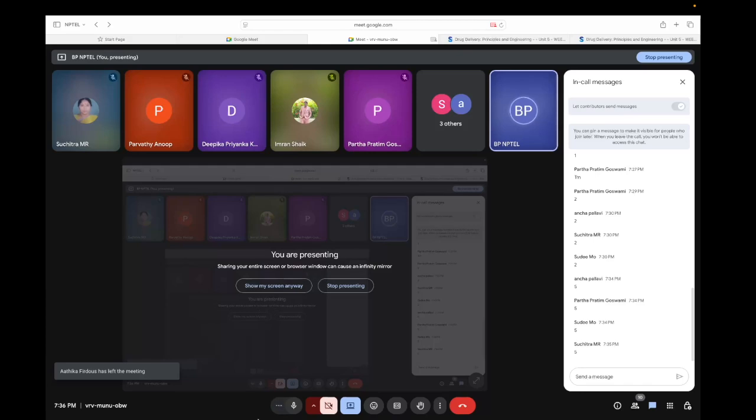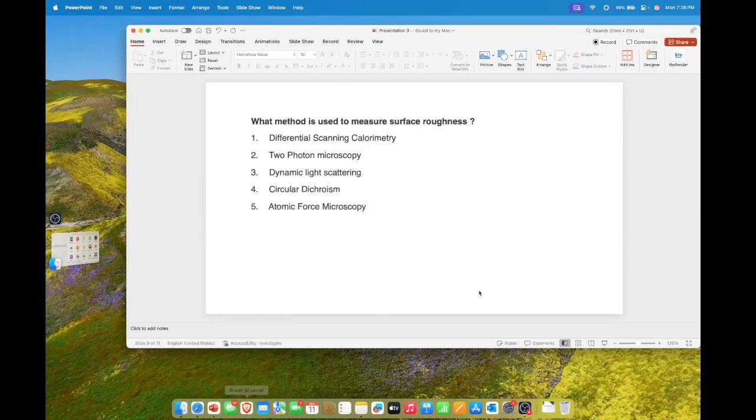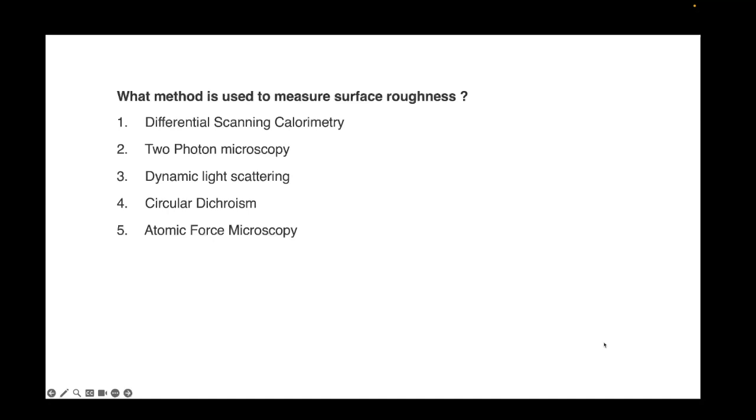Option 5. Okay. Yes, all of you are correct. Option 5, or atomic force microscopy, is the correct answer. Atomic force microscopy, or AFM, is used to measure the surface roughness. It has a probe, and the interaction between the probe and the material is measured by atomic force microscopy, which gives information about the surface roughness. So AFM will be the correct answer.